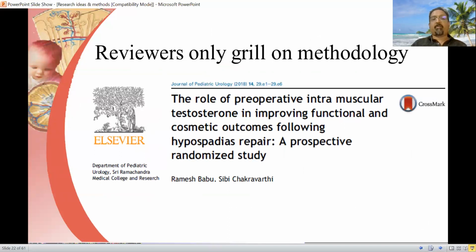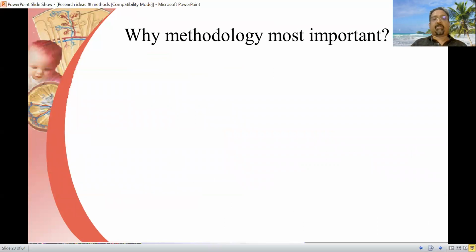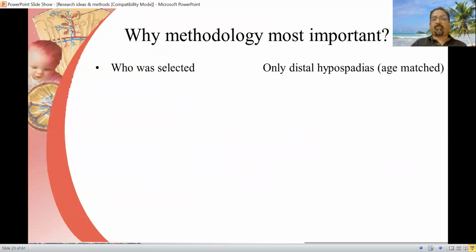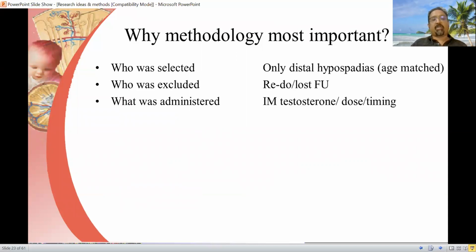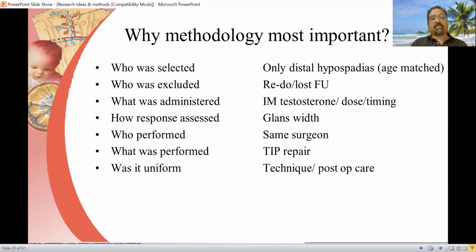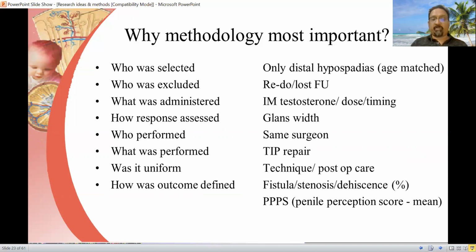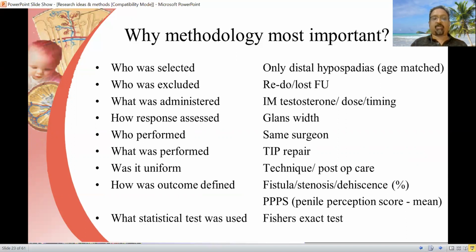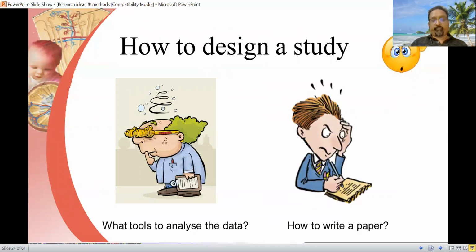Now, reviewers only grill on methodology. I will just illustrate how this is important. In this particular study about the testosterone, we had to describe who was selected, who was excluded, what was administered. We had to say that it was an intramuscular injection and not a topical agent. And then how we assessed the response: we assessed the glans width. Then who performed the surgery? Was it the same surgeon? What was performed? What was the procedure? Was it a uniform technique? How was the outcome defined? How did you assess the functional outcome? How did you assess the cosmetic outcome? And then what statistical test was used? All of it you have to tell them.